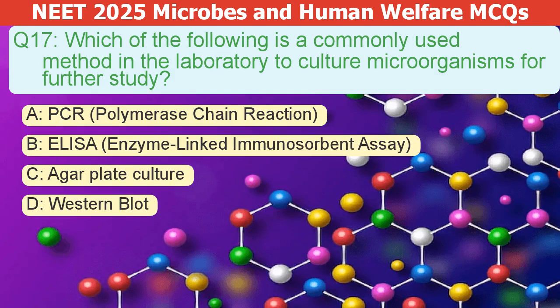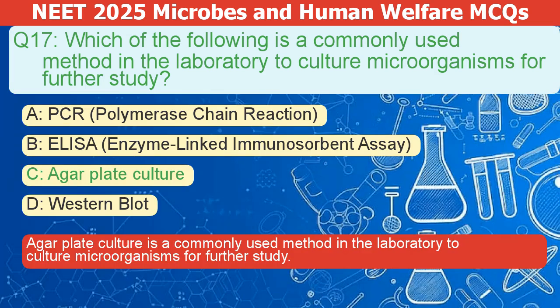Which of the following is a commonly used lab method to culture microorganisms for further study? A. PCR, polymerase chain reaction. B. ELISA, enzyme-linked immunosorbent assay. C. Agar plate culture. D. Western blot. The correct answer is C. Agar plate culture is a commonly used lab method to grow microorganisms for further study.